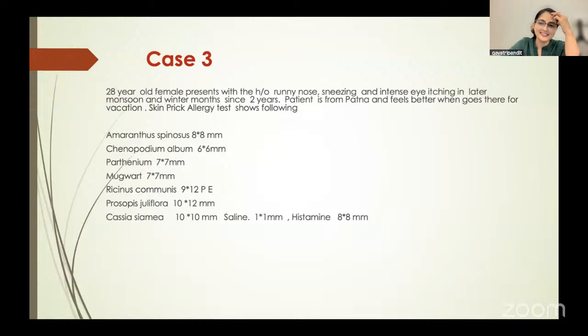I'm sure in such a scenario, Dr. Vikram is thinking that the CRD would definitely come into help. Yes, I do agree. But if I have to consider immunotherapy on an SPT basis, Amaranthus and Chenopodium cross react here, so I could still keep one pollen from there. Parthenium and Mugwort again cross react, I could keep one pollen. The Ricinus does not cross react with anything.